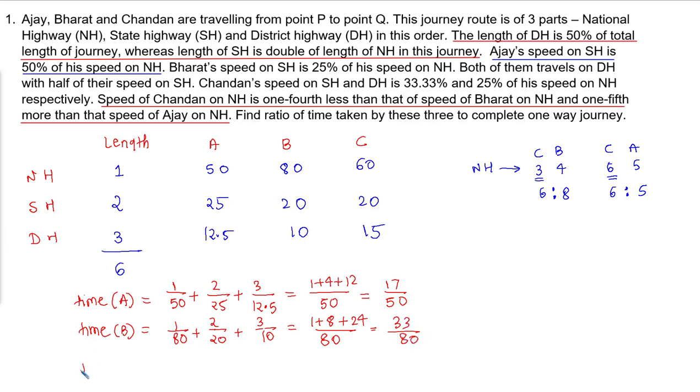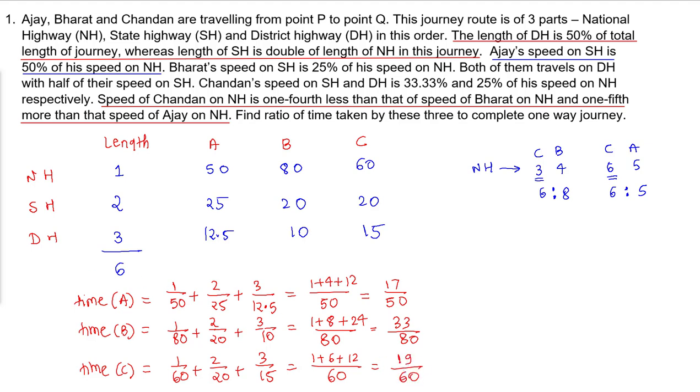And after that, the time taken by C is going to be how much? Let's have a look at it. 1 divided by 60 plus 2 divided by 20 plus 3 divided by 15. Over here, the LCM is 60. The numerator is going to be 1 plus 6 plus 12. That is equal to 19 divided by 60.